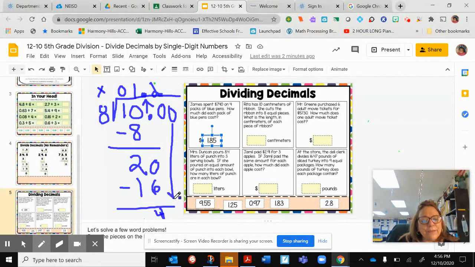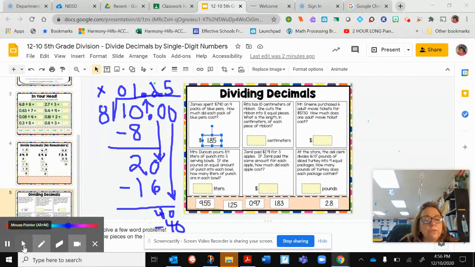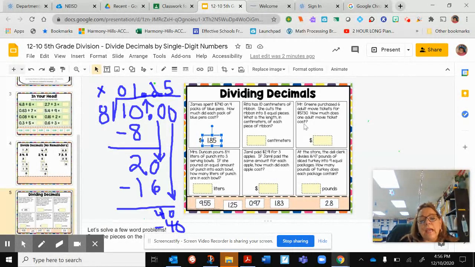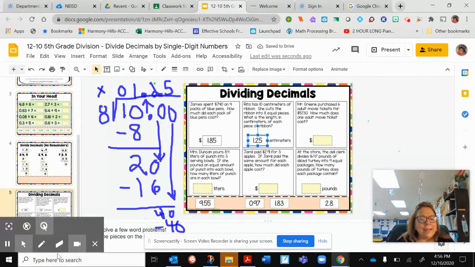Excellent. Very good. This was that 0 here for my tenths. Now I'm going to have 40 hundredths. So I'm going to have 5 hundredths in each group, because 8 times 5 equals 40 hundredths, leaving me with 0 left over. So each size is going to be 1 and 25 hundredths centimeters. Isn't that super cool?